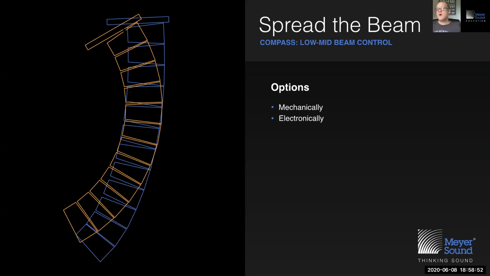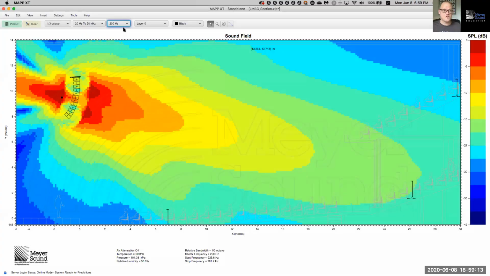Sure, if 200 hertz was the only frequency that I needed to be concerned with, of course, introducing more spread between the loudspeakers would also spread the beam at 200 hertz. Yeah, at 200 hertz, yes. So let's explore that option. Is this one mechanical way that would allow us to spread the beam which is currently too narrow?